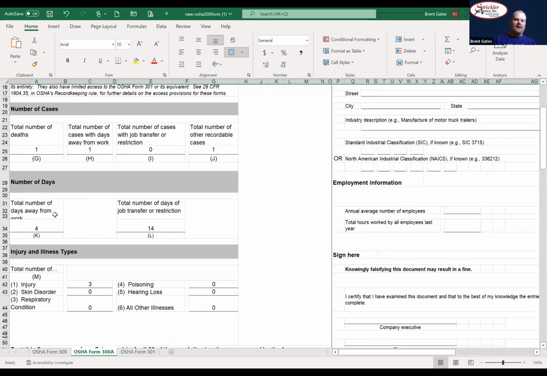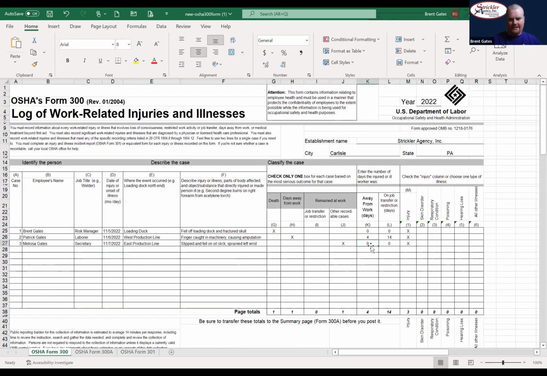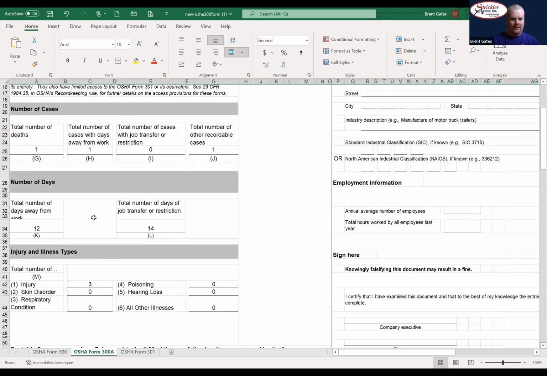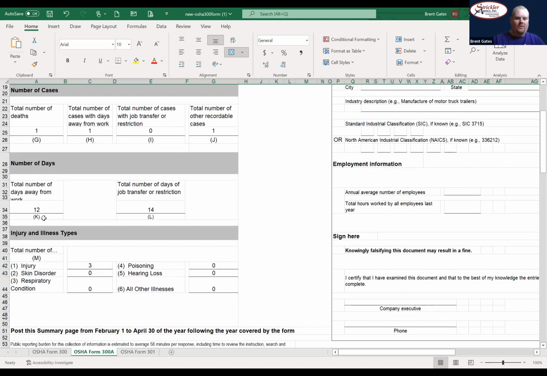Then you're going to calculate your total number of days away from work. So let's say we have 4 here. Let's say in this situation, we had 8, right? This is going to populate for you to 12 automatically and go right back over to your OSHA 300A form, right? So you have your total number of days away from work and then your total number of days of job transfer restriction right next to it. And then the bottom is going to be a total of that far right column that we just went through: your injury, skin disorder, respiratory condition, poisoning, hearing loss, or all other illnesses.